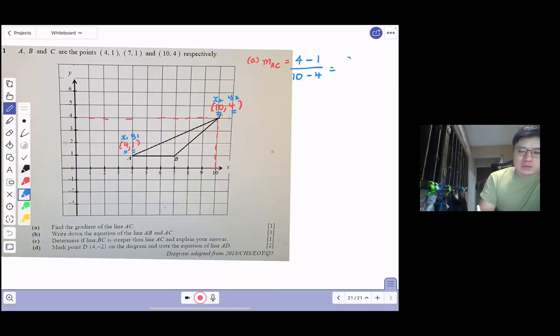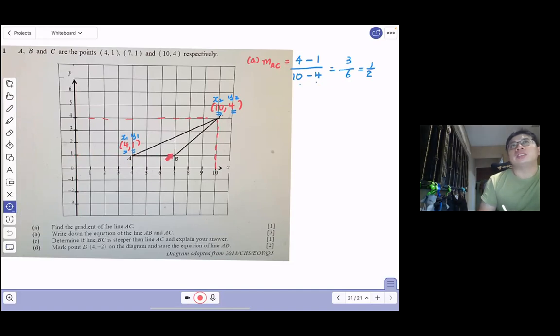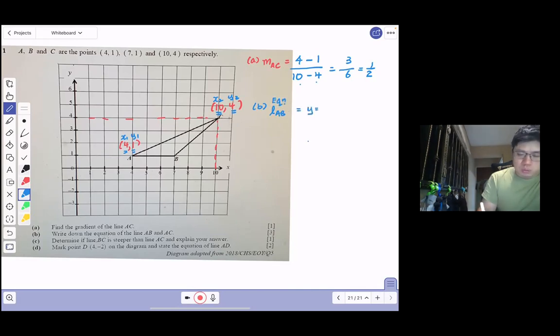So 4 minus 1 gives you 3, and 10 minus 4 gives you 6. The answer is equal to half. Next, write down the equation of the lines AB and AC. For the line AB, you can see that it corresponds to the y coordinate of 1, and this is a horizontal line. For a horizontal line, the gradient is 0, and the equation is y equals a constant. So the equation of line AB is y equals 1.